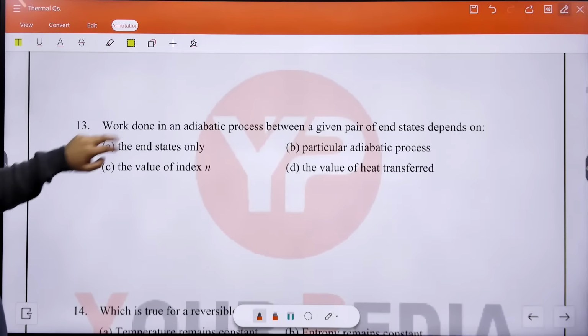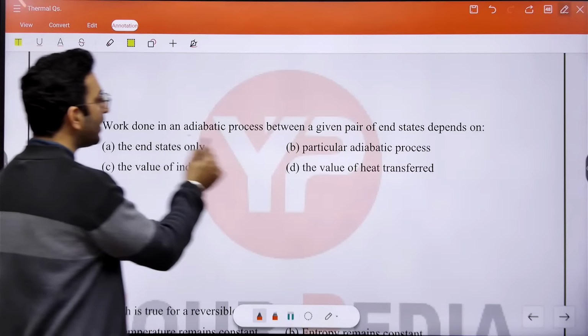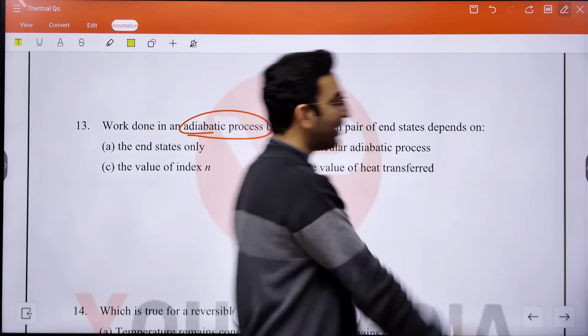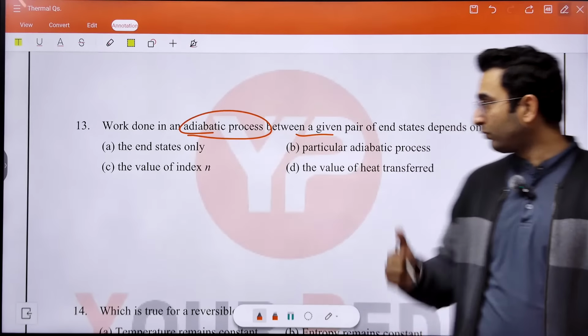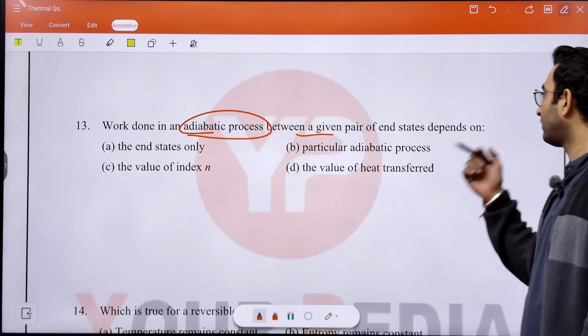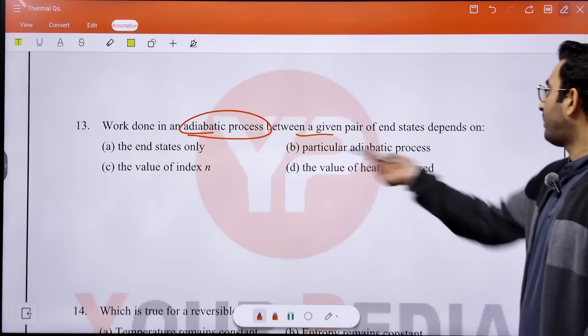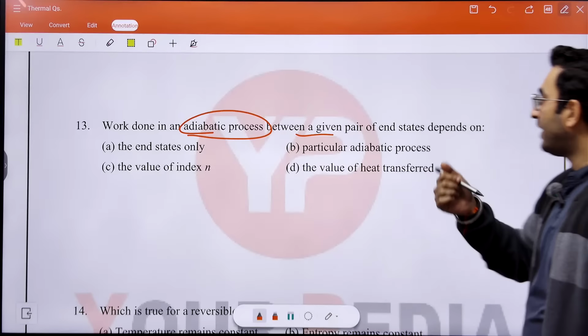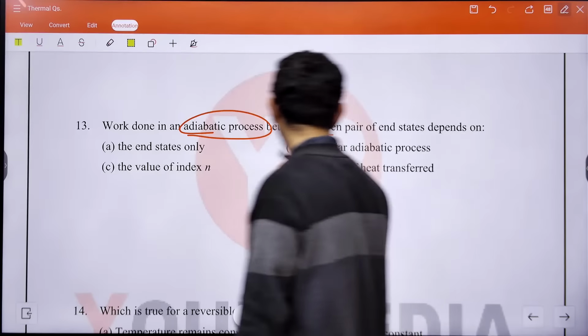Next, work done in an adiabatic process between a given pair of end states depends upon the end states only, particular adiabatic process, the value of the index and the value of the heat transfer here.